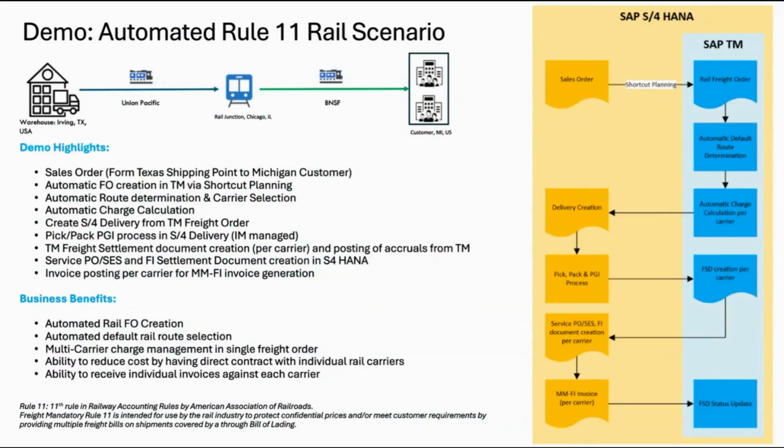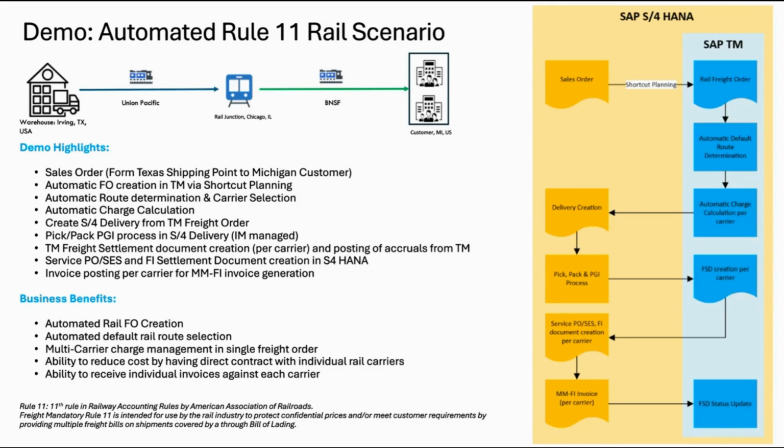Today we are going to showcase an automated Rule 11 rail scenario. Rule 11 is the 11th rule in the railway accounting rules by the American Association of Railroads. In short, it means that a shipper can have independent contracts with individual rail companies, and each of these railroads can invoice the shipper individually.